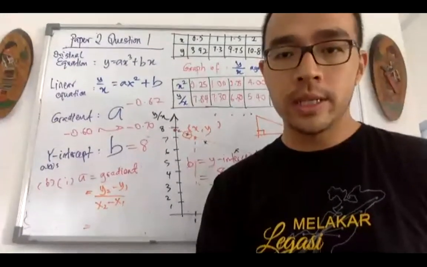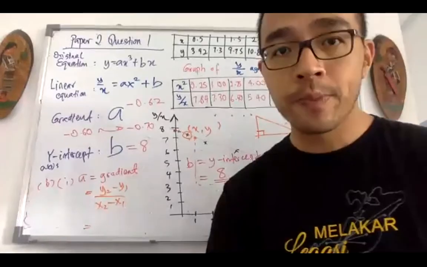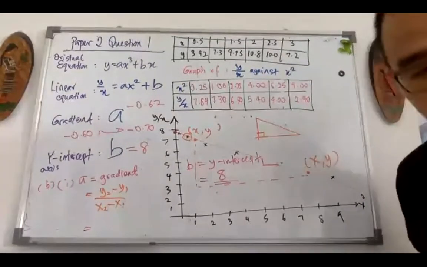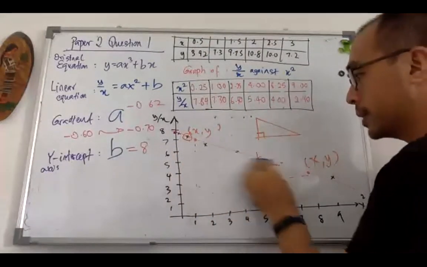The B2 question says, from the graph, use your graph from A to find the value of y when x equals 2.4. Okay, guys, this one is the one that you have to be careful. x equals 2.4, but our graph is y over x against x squared. So we have to do a little bit of work to finish this. I'm going to rub this section off to show you how the answer will work.